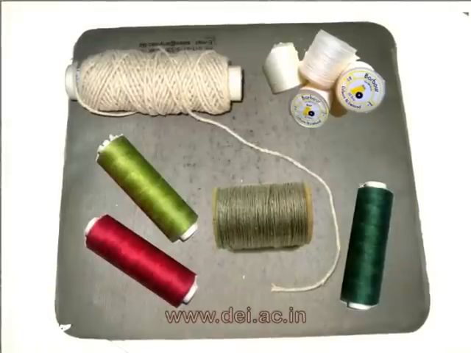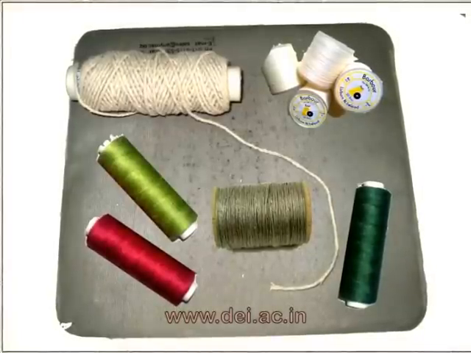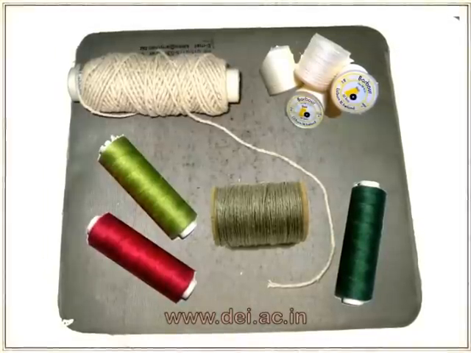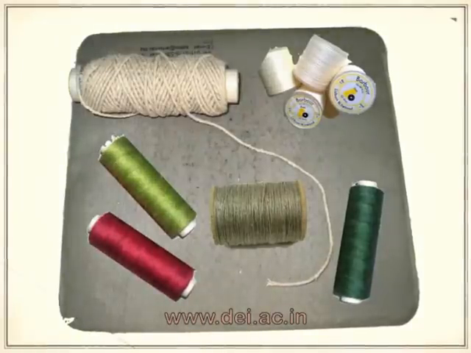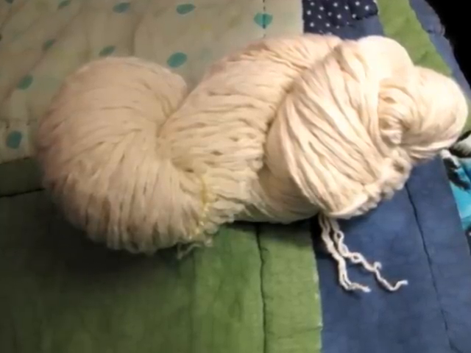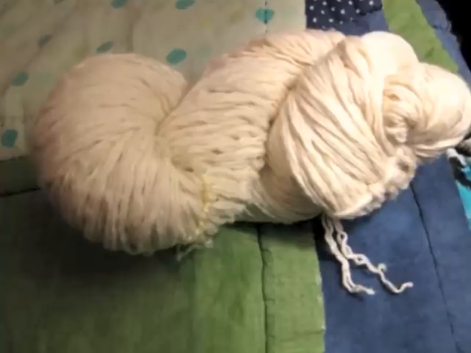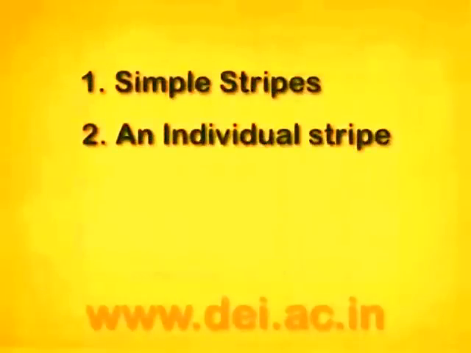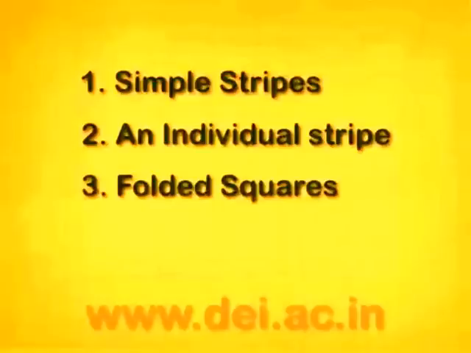Cotton threads are suitable for binding fine cloth, but a stronger thread or string is preferable for coarser material of wider stripes. A bulky tied-up sample should be left longer in the dye bath so that the dye can penetrate to the inner folds. Types of folding. There are 4 main categories that come under this heading: first, simple stripe; second, an individual or edge stripe; third, folded squares; and fourth, rope tying.